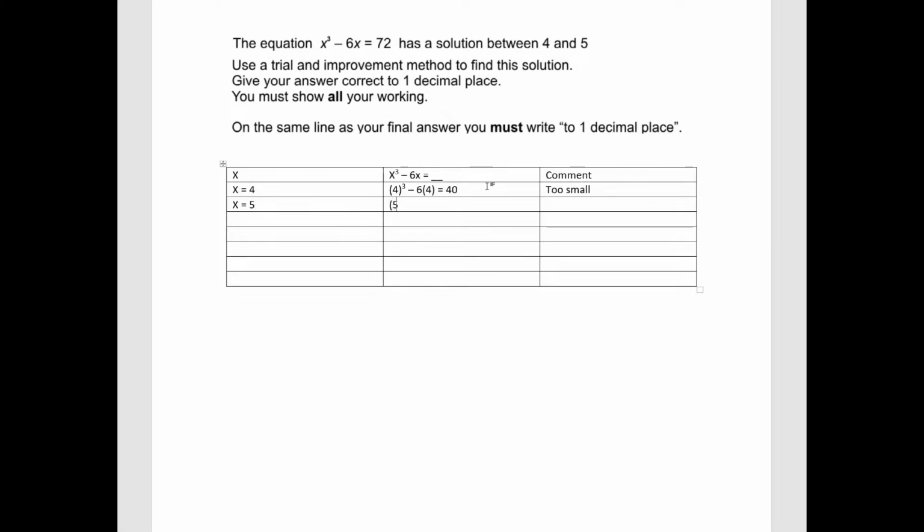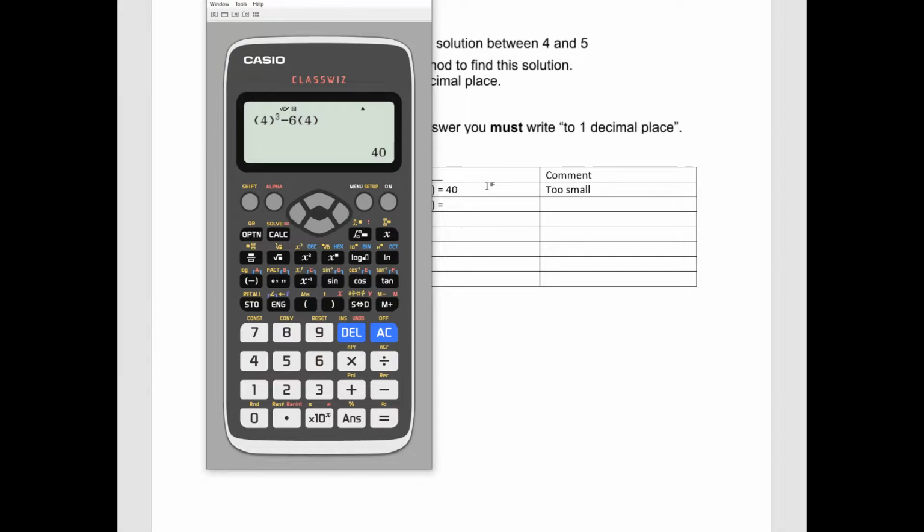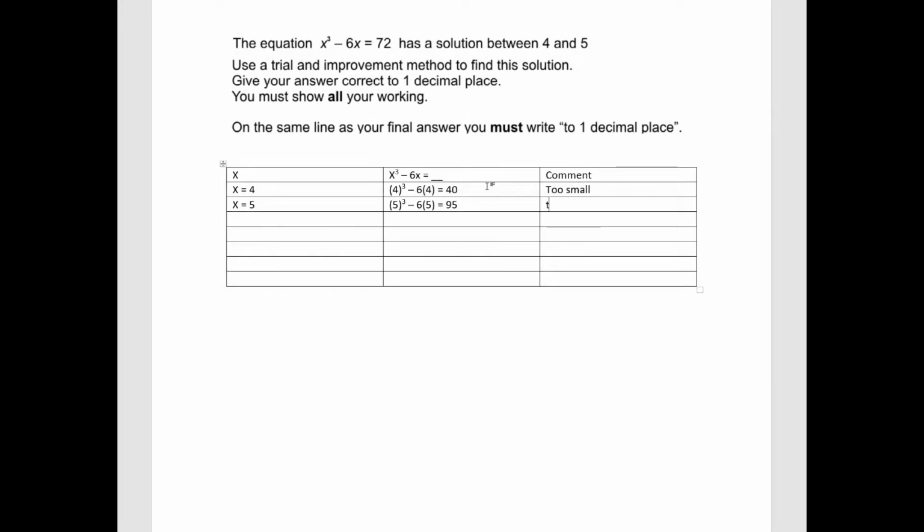Now that gives you 5 cubed, take away 6 times 5, so we have 5 cubed. So I'm going to use the arrows to change the 4 into a 5. 95, which is too big. This tells us the solution is somewhere in between. So I'm now going to try substituting in x equals 4.5.